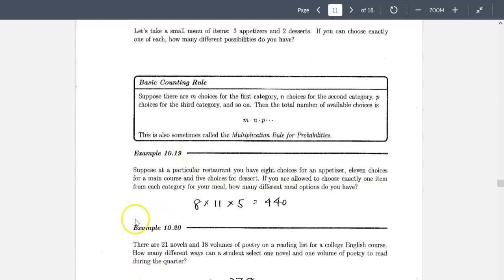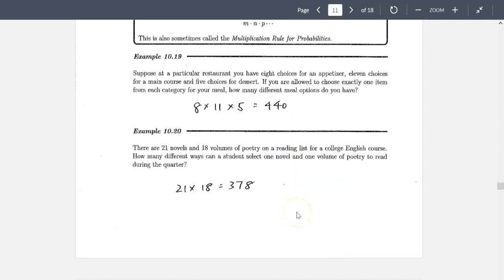So for example, suppose at a particular restaurant you have 8 choices of appetizers, 11 choices of main courses, and 5 choices of dessert. If you're allowed to choose exactly one from each category, how many different meal options do you have? The counting principle says you just multiply the number of choices per item. So 8 times 11 times 5. There are 440 different combinations of meals including these 3 items.